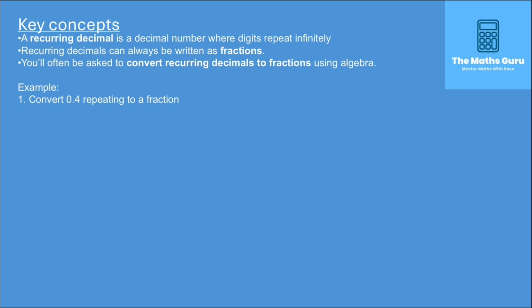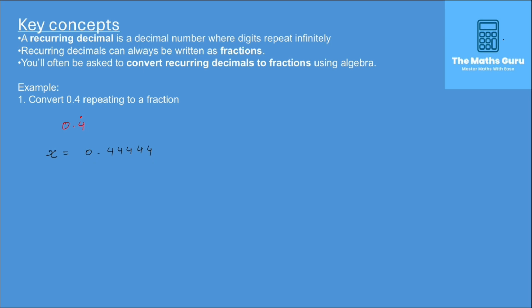So convert 0.4 recurring to a fraction. First thing that we do is we understand that 0.4 recurring looks like that. That is how we write it in maths, and how it will come in your exams. First thing we do is we assign x is equal to 0.44444, and we just write it out like that, and we assign x to this very quickly.